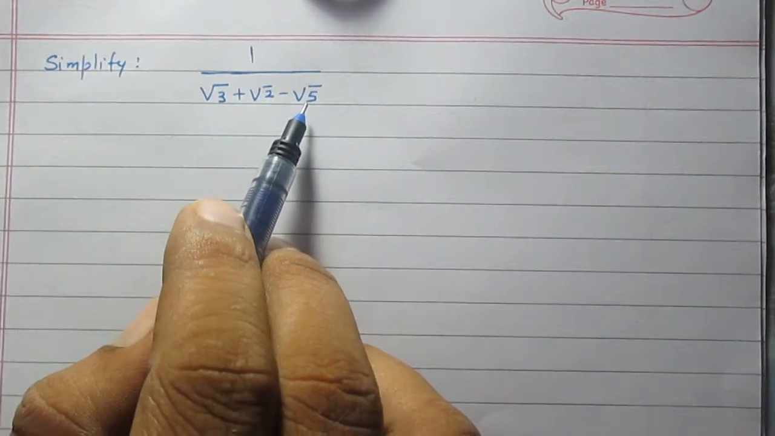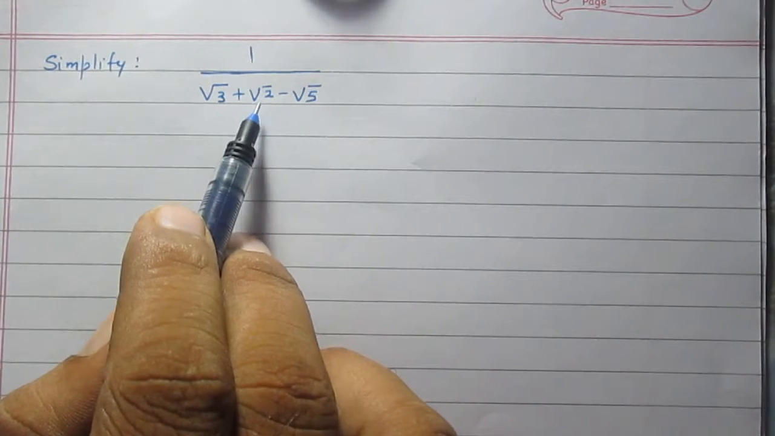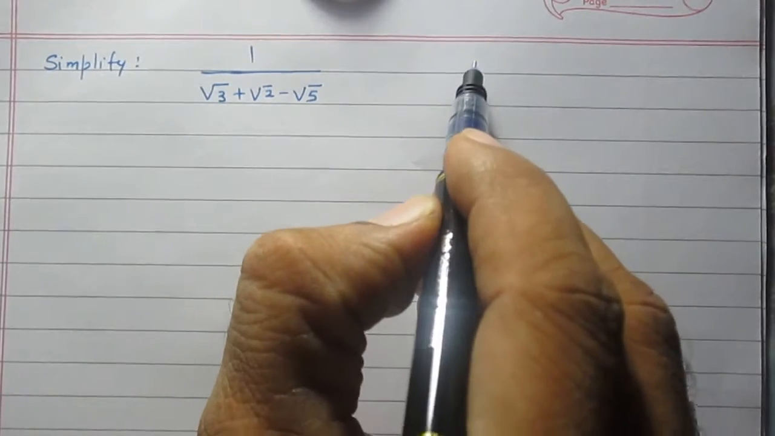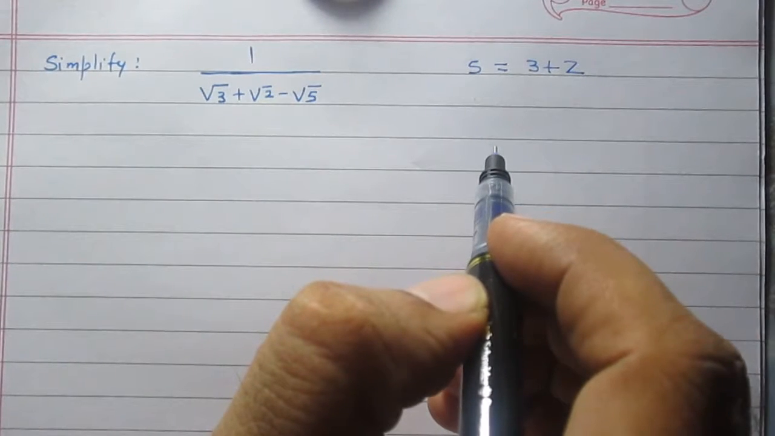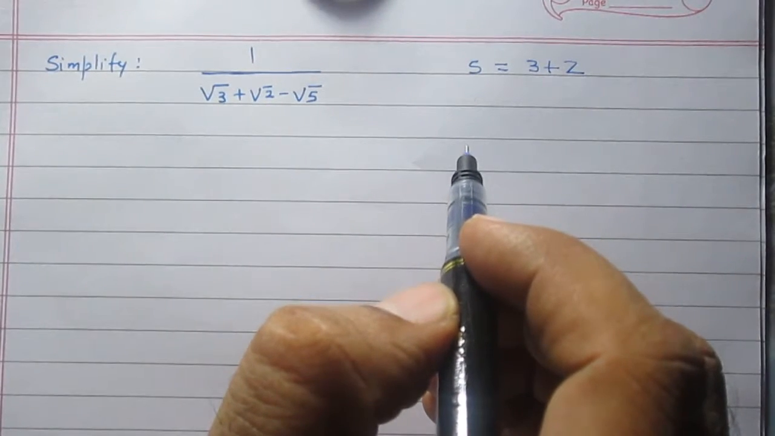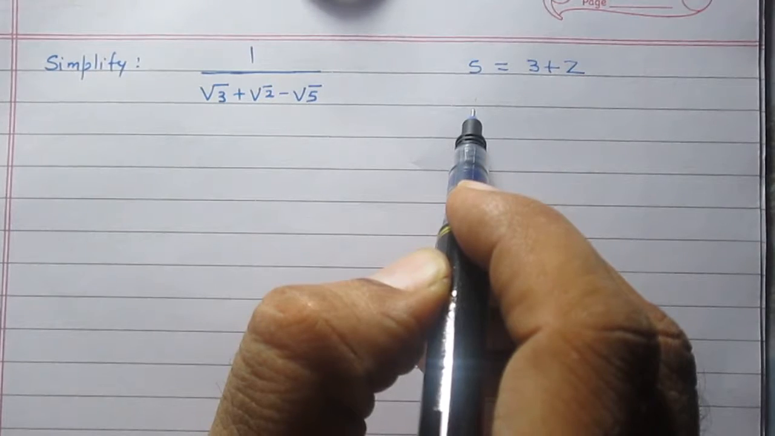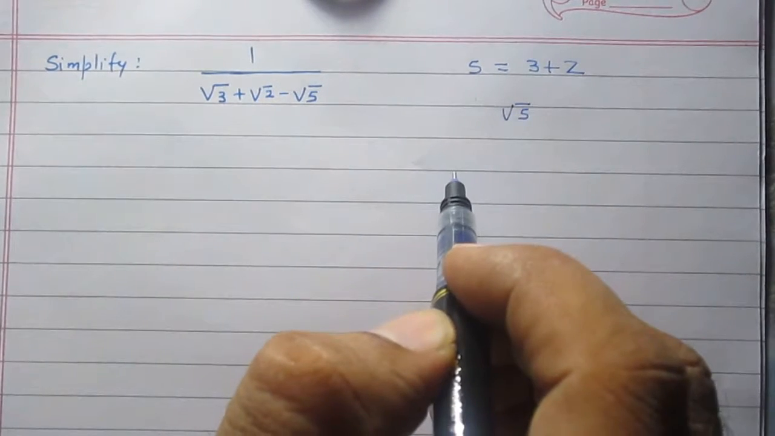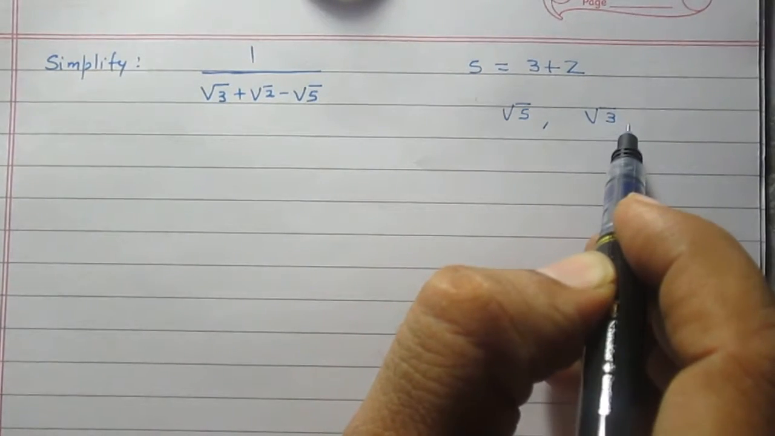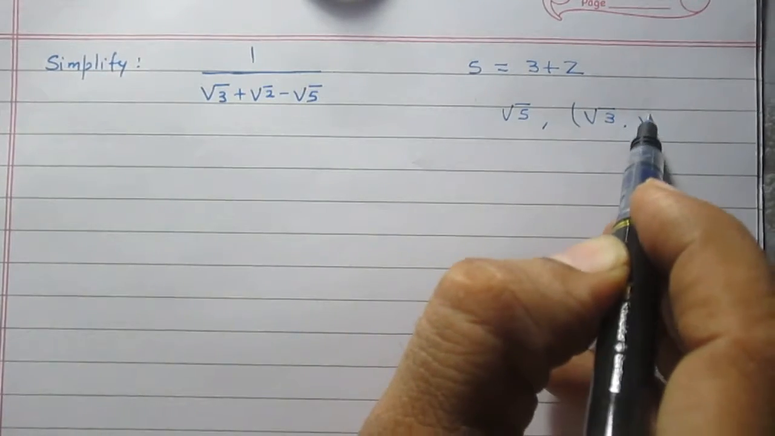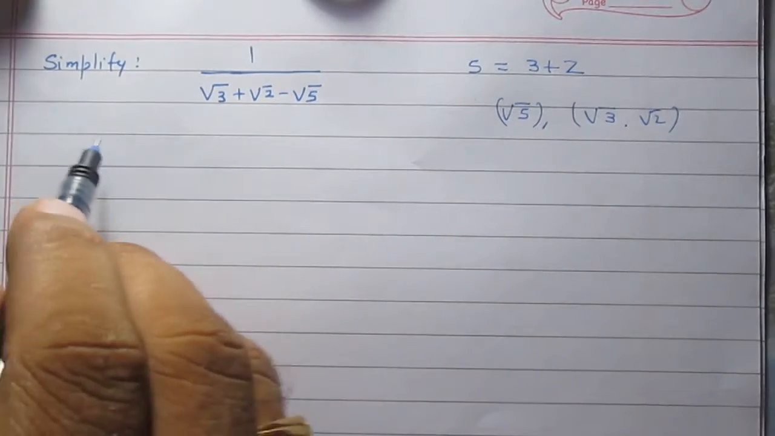We see that there are three terms in the denominator: square root of 5, square root of 2, and square root of 3. We see that 5 is the sum of 3 and 2. So, now we will create two groups of the numbers. In the first group, we will keep the largest number, square root of 5. And in the second group, we will keep the other two smaller terms, square root of 3 and square root of 2. Okay? So, let us rewrite this fraction.